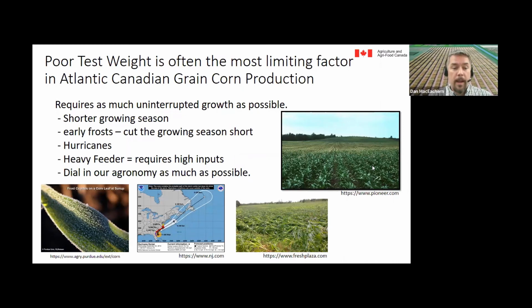And hurricanes are obviously a big problem here. So the weather makes a big difference. And corn's a heavy feeder, so we have to make sure that we meet its nutrient demands and dial in the agronomy as much as possible.